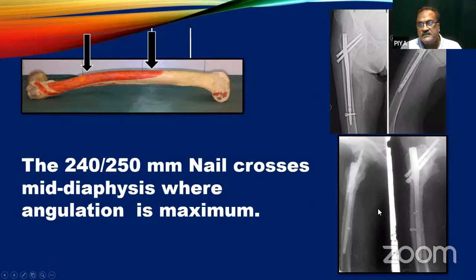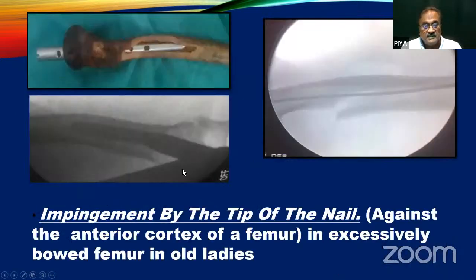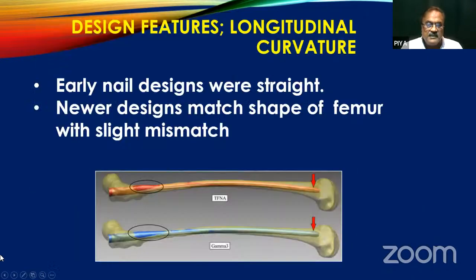And you can see here angulation is maximum, and therefore it touches the shaft, and a tight canal will produce a stress riser effect. You can see impingement by the tip of the nail against the anterior cortex of the femur. In an excessively bowed femur in elderly ladies, this is a very common finding. Therefore, this type of design requires a long PFN, or you can use a short PFN, which is 18 centimeter, so that a 24 or 25 centimeter nail will give an impingement effect.